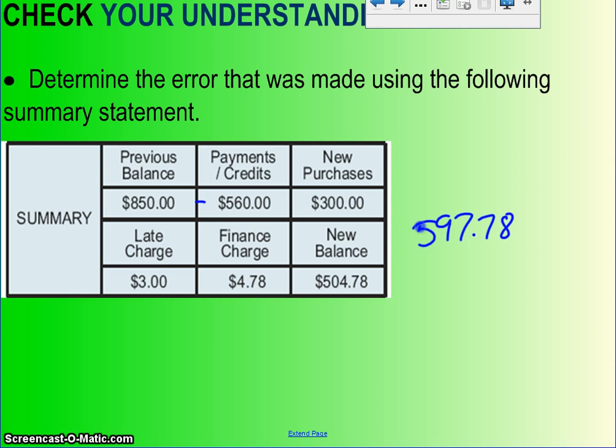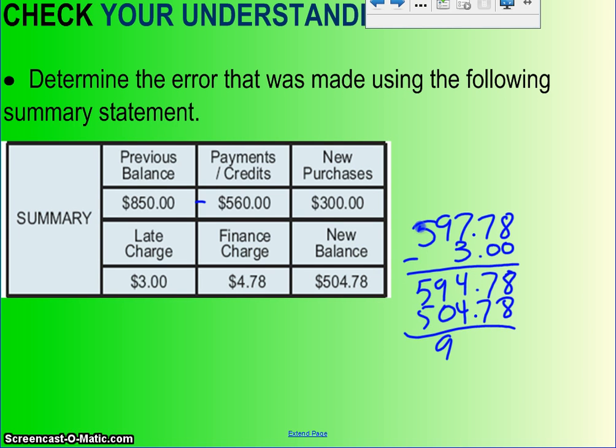So let's see if we can figure out some things that went wrong here. The first thing to look at is that late charge. And the reason I'm looking at that late charge is if I subtract it out, now I'm looking at $594.78. Now I'm just troubleshooting here and trying to see anything that makes sense. So they say the balance is $504.78. I say $594.78, which is a difference of $90.